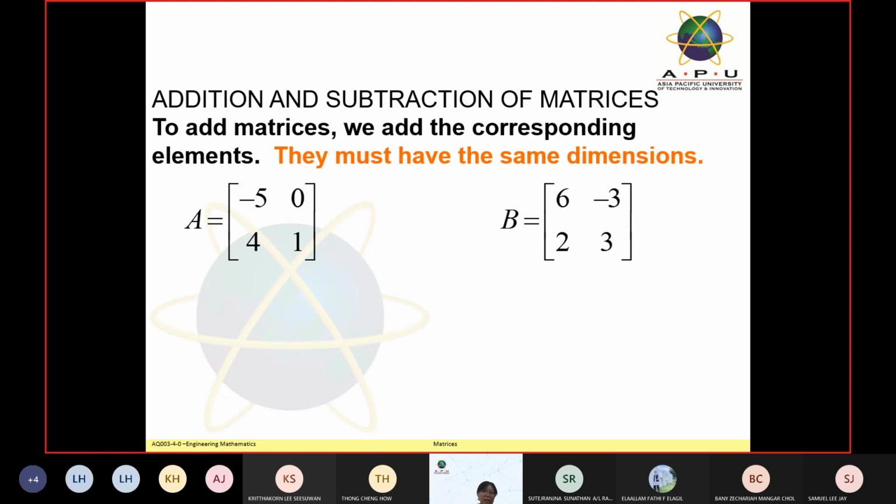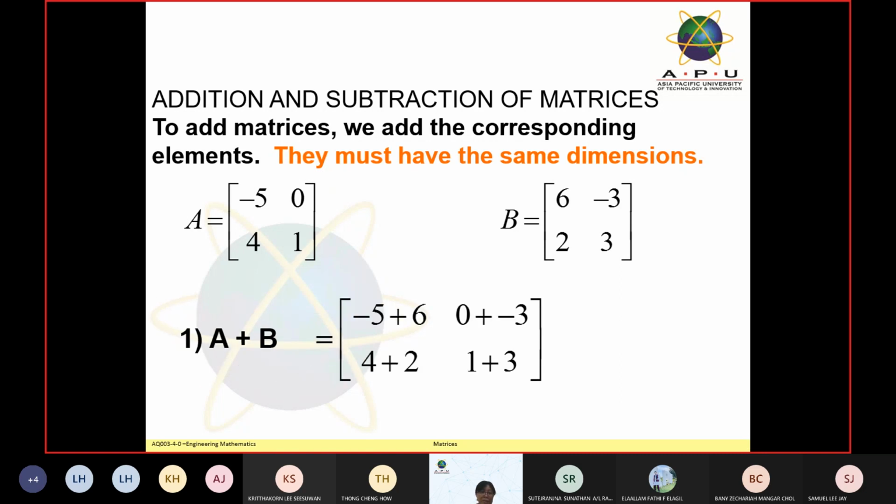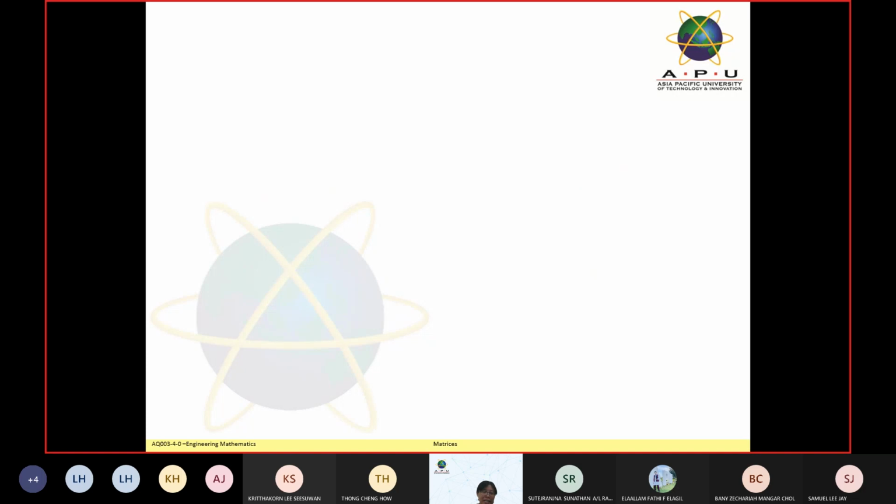For example, the two matrices here, the order is not the same, dimension not the same. That means they are not conformable for addition or subtraction. You can't add, you can't subtract. So how do we add two matrices? How do we do the addition for A plus B? As I said just now, we must take the corresponding element. So -5, the corresponding is 6. So when you take the sum, -5 plus 6. This is an easy one. Then 0 will add with -3, 4 will add with 2, 1 will add with 3. Then our answers are 1, -3, 6, and 4. Can you understand addition, students? Clear? Yeah, clear, Miss. You should have learned this last time, right?